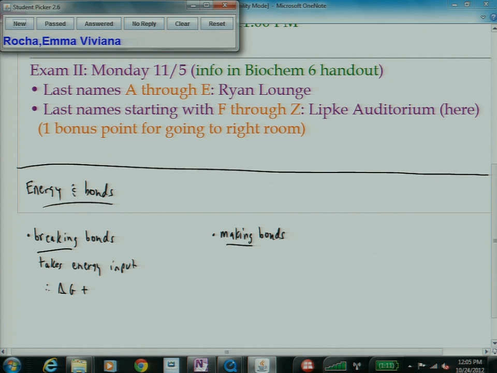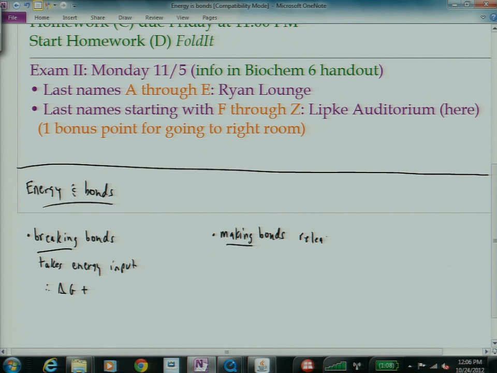So if the reaction is breaking us apart, that's delta G plus. The reverse reaction is putting us together, so that's got to be delta G minus. There's a bunch of ways to look at it. It's symmetrical, they're opposites of each other. So making bonds releases energy. Therefore, delta G minus.